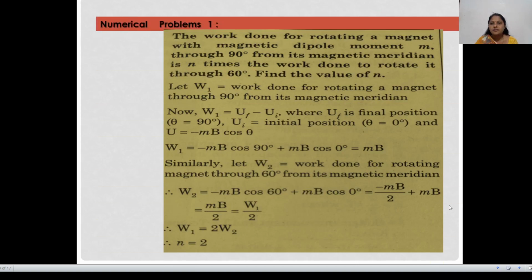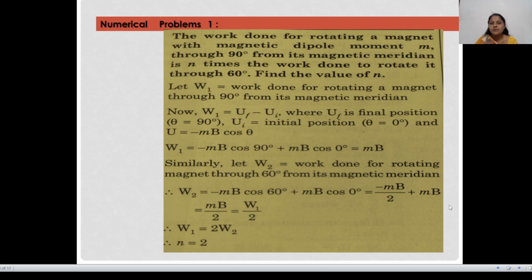Example number 1, or numerical number 1: The work done in rotating a magnet with magnetic dipole moment M through 90 degrees from its magnetic meridian is n times the work done in rotating it through 60 degrees. Find the value of n.